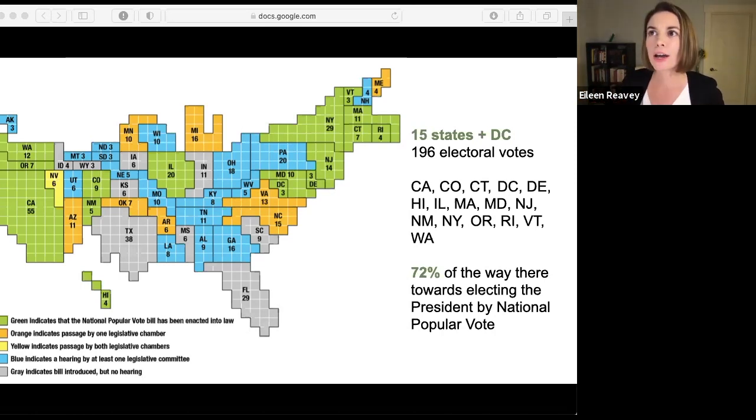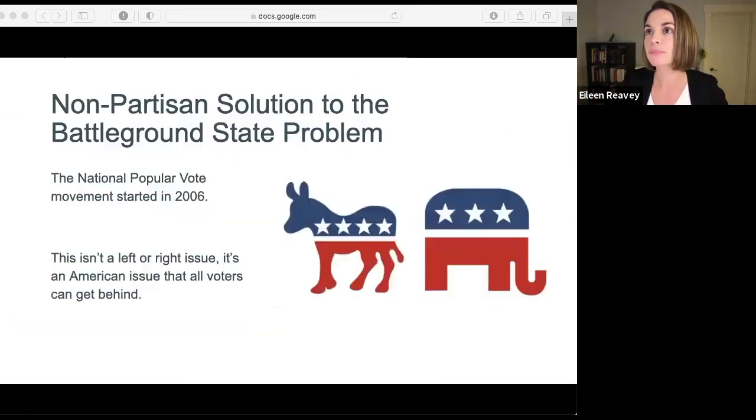So there are a lot of questions that come up when you're advocating for a national popular vote for president. It's never been done in this country before. So I'm going to go ahead and break down some of the misconceptions that people have and some of the preconceived notions that often come up when we're talking about moving to a national popular vote for president. So number one, this is a nonpartisan solution to the battleground state problem.